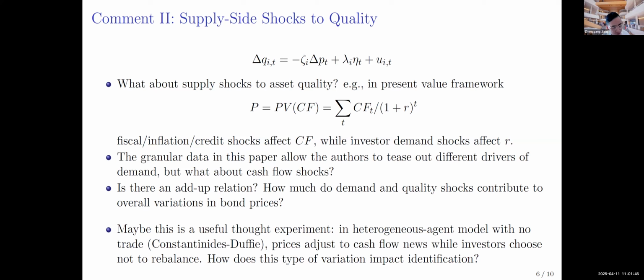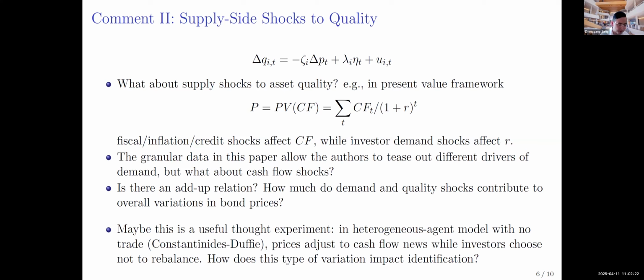And I was trying to get some thought on this particular question. So maybe here is a useful thought experiment. Curious to know if this makes sense at all. I was thinking about some of the no-trade models, like Constantinides and Duffie. There's a whole set of heterogeneous agents. They're just happy with what they hold. So there's no trade, which simplifies things quite a bit. But there's still price adjustments, right? If you have a cash flow shock, you tell people the cash flow of the bond is going to change tomorrow. So today the price still changes, while the investors choose not to rebalance. But that doesn't mean that the cash flow doesn't change or the discount rate doesn't change.